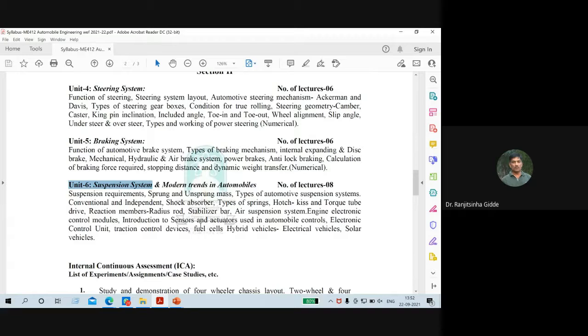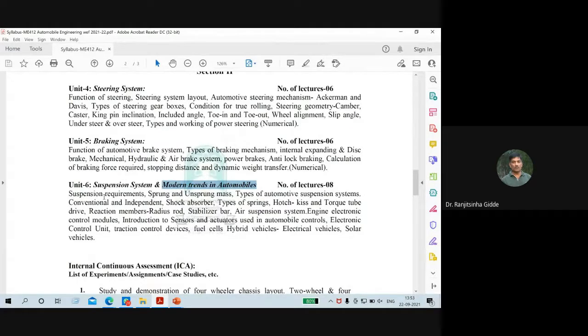The remaining part is modern trends in automobiles. You might be familiar with such modern trends. Based on the version, somebody provides space for additional facilities and gives them different names. Those are the modern trends.